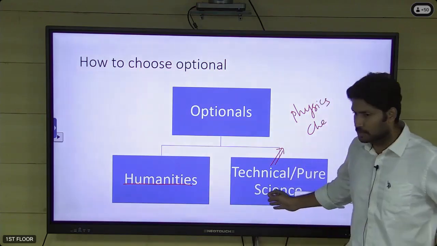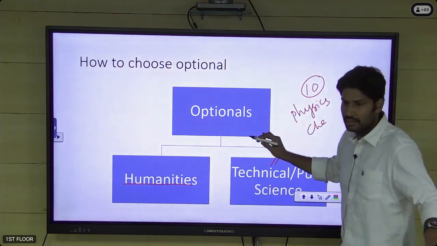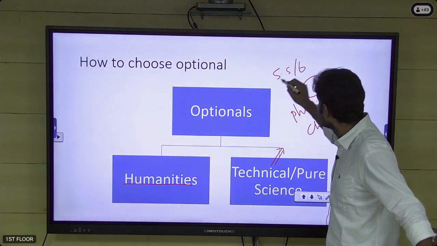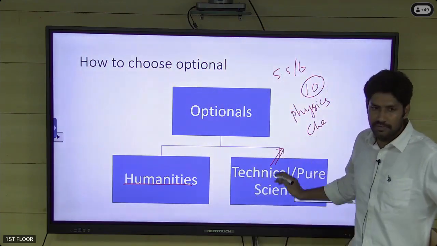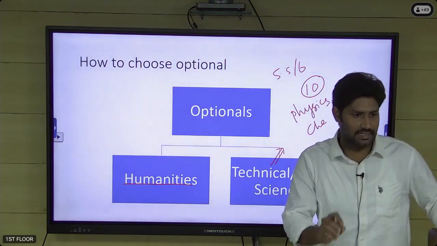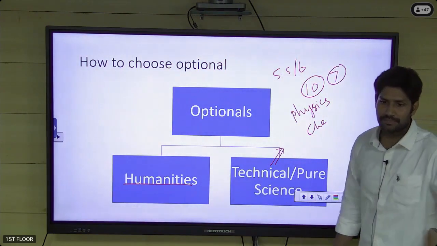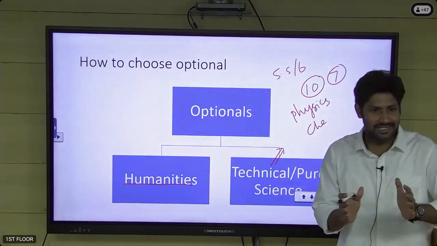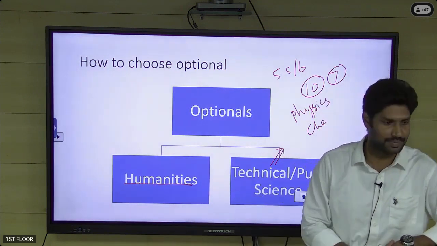In our UPSC marking pattern, out of 10 marks, mostly they give 5.5 or 6 for the best answer. But in the pure science area, if you give the correct technical answer, you can even score more than 7 out of 10. It is possible. But syllabus completion will take a little extra time compared to the humanities area.